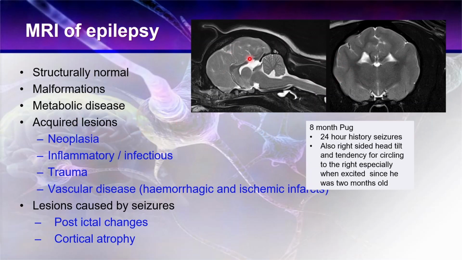So management of this pug might be quite different and have a different prognosis to your dog with a structurally normal brain. We may be looking for metabolic disease, although the best test for that would be an organic acid urinalysis. We're certainly looking for acquired lesions such as neoplasia, brain tumours, inflammatory or infectious causes, maybe trauma, and vascular disease such as hemorrhagic and ischemic infarcts. And if they're there, we want to look for lesions caused by seizures, so postictal changes and cortical atrophy. And this is going to be the subject of the third lecture in this series.